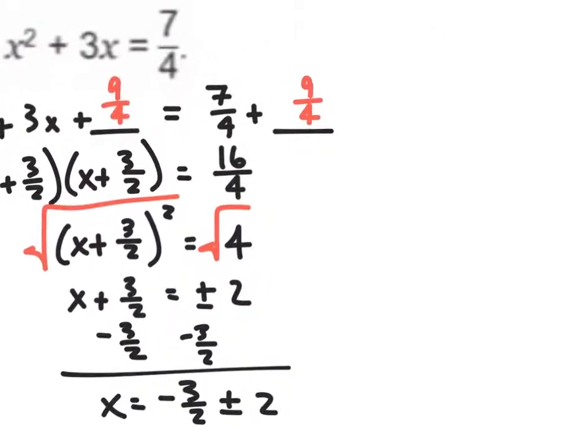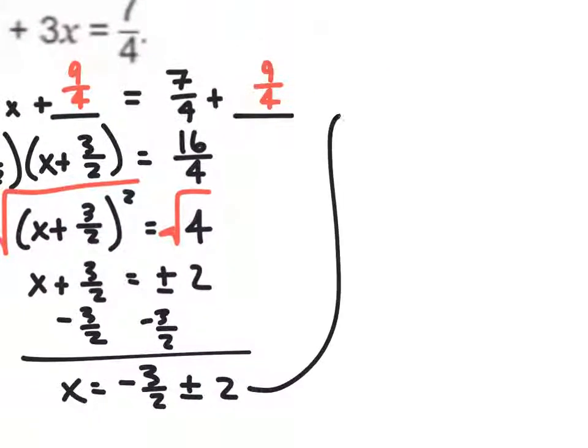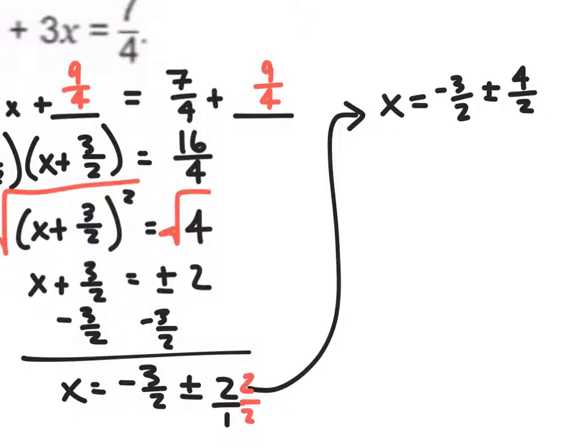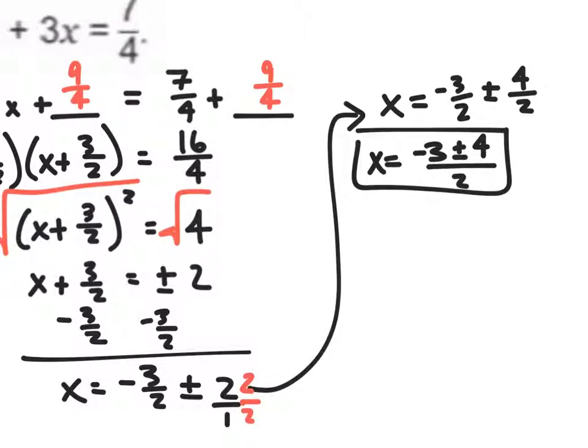Now, what I want to do is get a common denominator here and combine these, okay? So I get that x is equal to, and let's do this. I'm going to put this over 1, multiply this by 2 over 2, all right? So I've got x is equal to negative 3 halves plus or minus 4 halves, okay? Now, with that, I'm going to get negative 3 plus or minus 4 all over 2 to get a common denominator, all right? So we're not done.